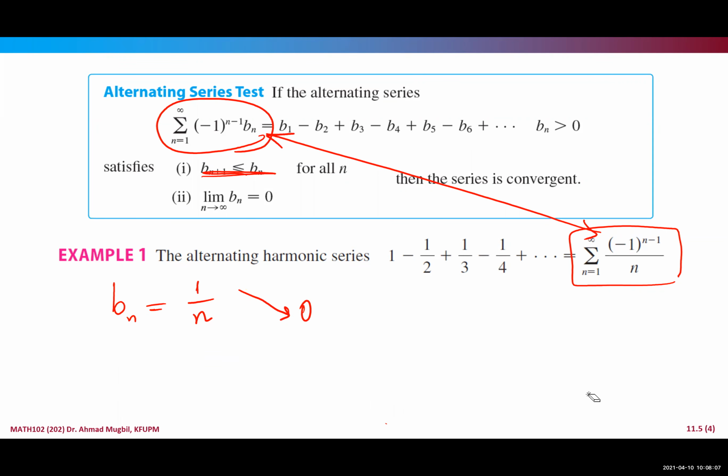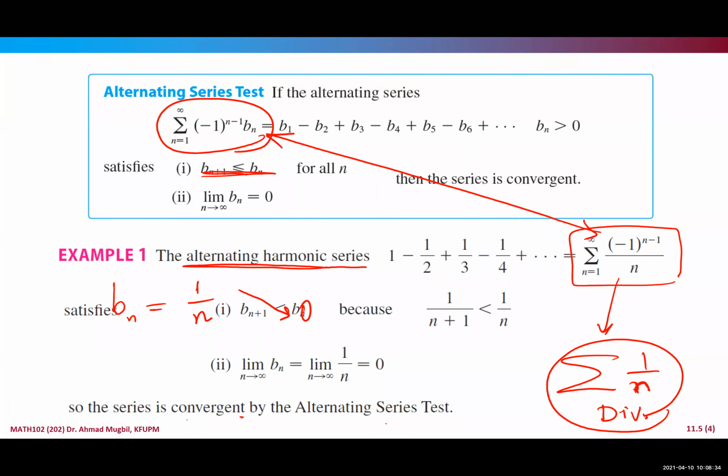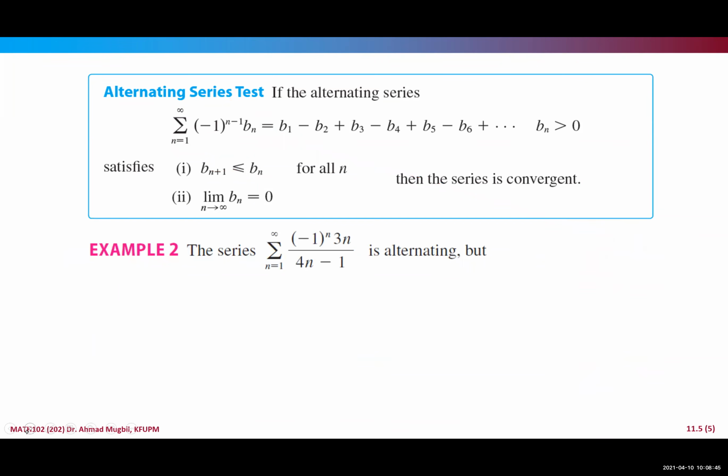What do you notice, ya shabab? You should relate this to another series, this one, 1 over n. What is this series? Do you remember what we call it? Harmonic. This is the harmonic series. And was it divergent or convergent? Divergent. The harmonic series is divergent, but the alternating harmonic is what? Convergent. We just showed that it is convergent by the alternating series test. Remember that we will need that in the next section, 11.6.